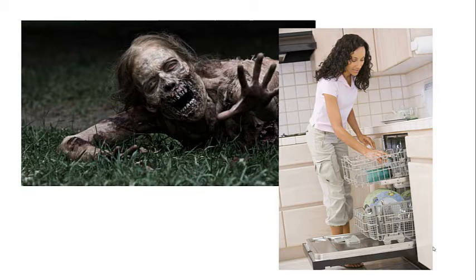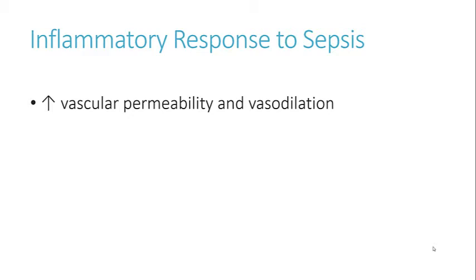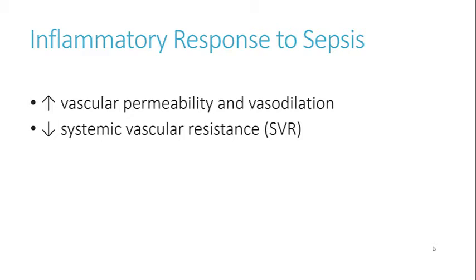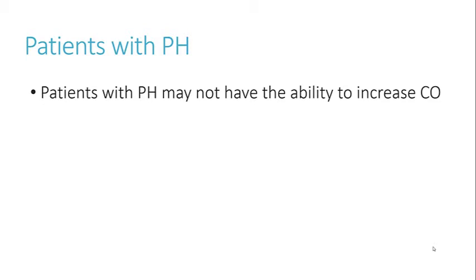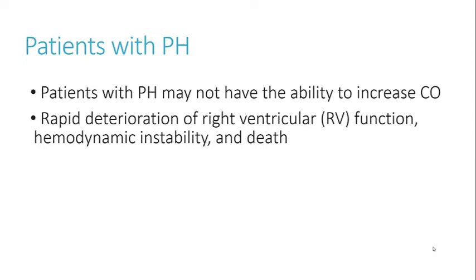So just a quick review, we know that in sepsis, there's increased vascular permeability and vasodilation, a decrease in the SVR, and typically, a good heart should increase the cardiac output to compensate for these changes. Patients with PH sometimes are not able to increase their cardiac output, and this seems to be a bigger problem for them, typically because of the right ventricular failure, which we'll talk about a lot here. And they rapidly deteriorate, leading to hemodynamic instability and death.